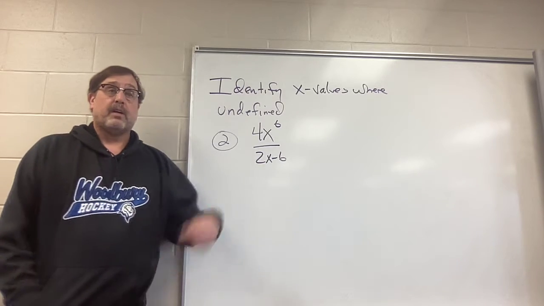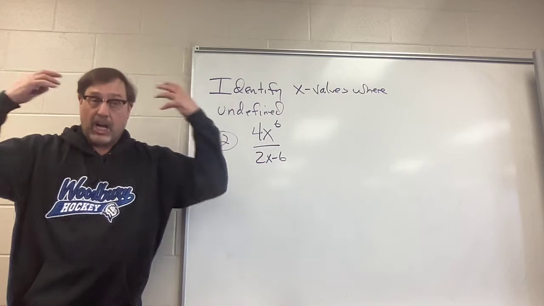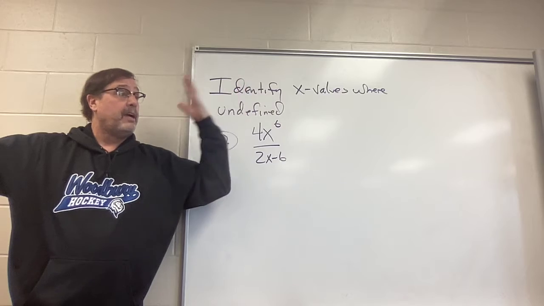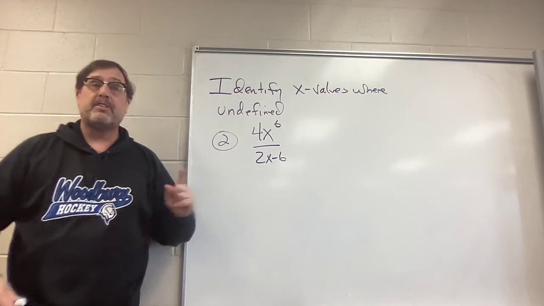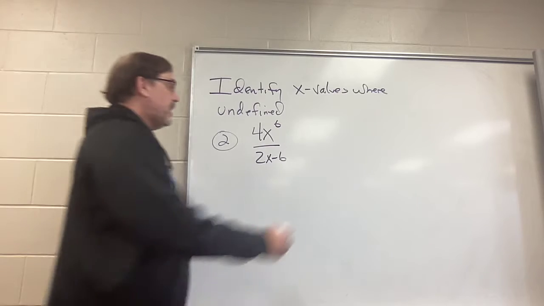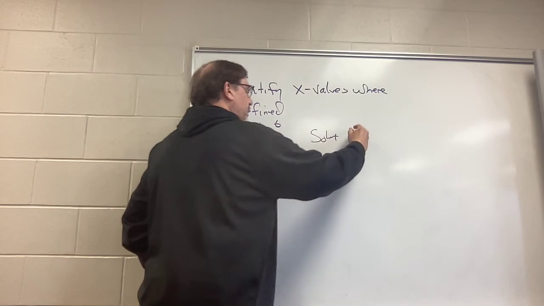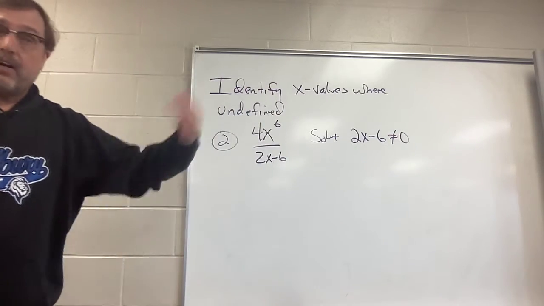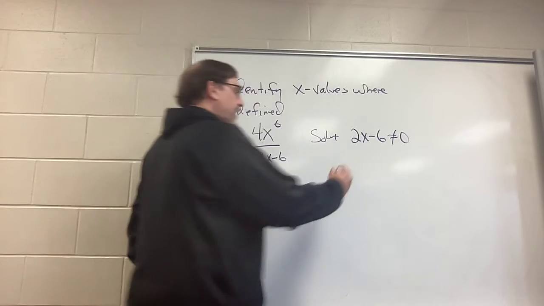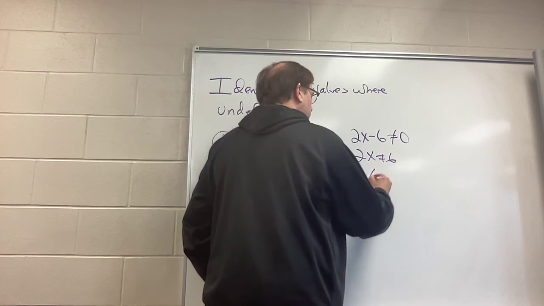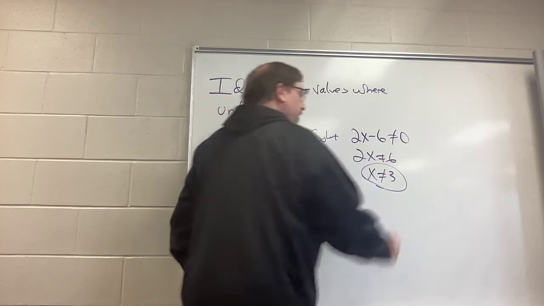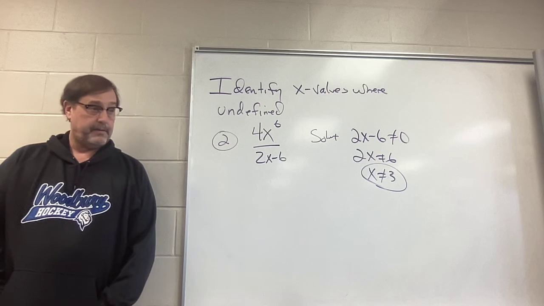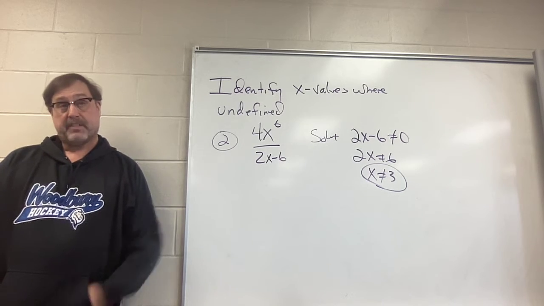All right. It's undefined when the denominator equals 0. So here's how we solve this problem. Our solution is to write 2x minus 6 cannot be equal to 0. So we're finding out where it can't be equal to 0. Let's add 6 to both sides. X can't be 3. It is undefined when x is worth 3, because that makes the bottom 0.